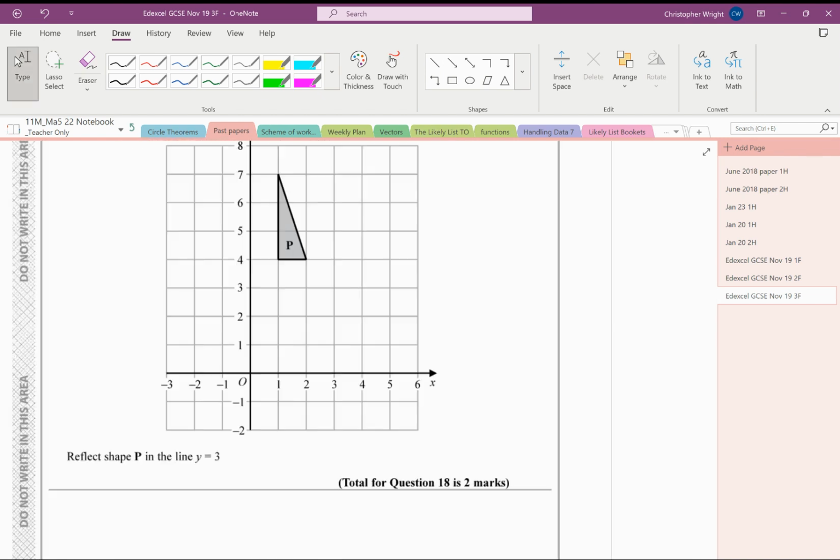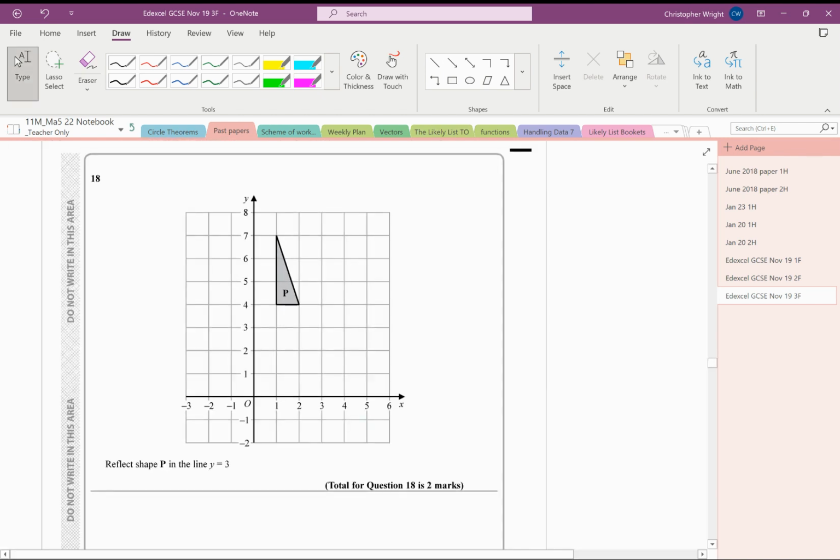Okay, number 18. Reflect the shape P in the line y equals minus 3. We better draw the line y equals 3. Well, that crosses the y-axis at 3. So that is the line y equals 3.